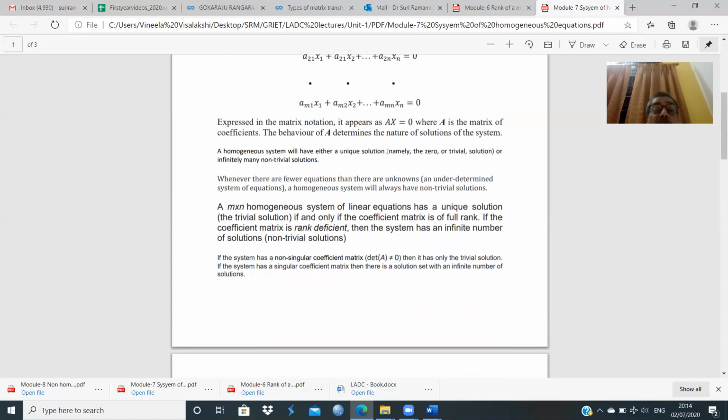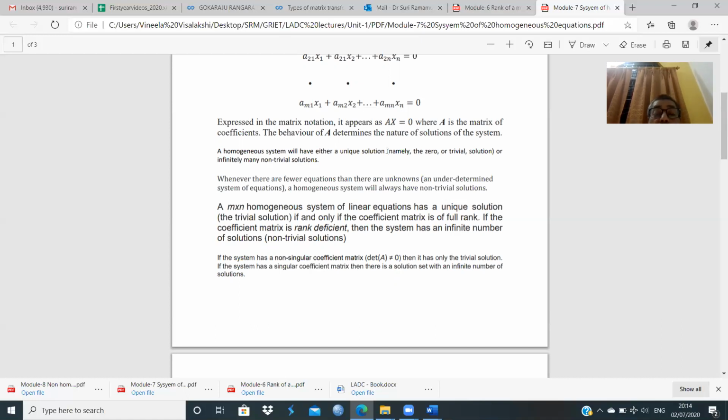Now, a homogeneous system of equations will either have a unique solution, which is called the trivial solution, or it may have infinitely many non-trivial solutions. In other words, there can exist no homogeneous system without a solution. Whenever there are fewer equations than unknowns, as we discussed, it's called an underdetermined system. This system will have non-trivial solutions, which will be infinitely many.